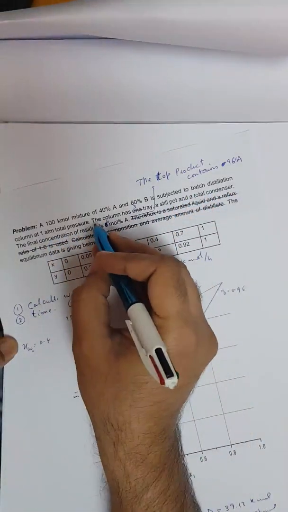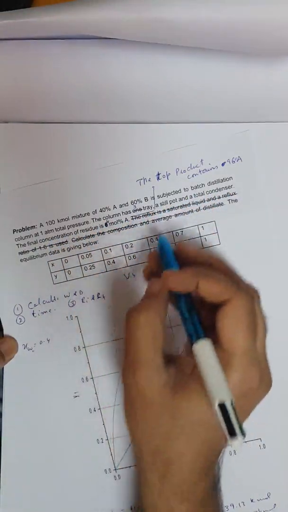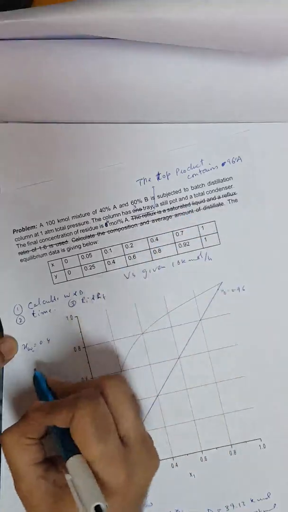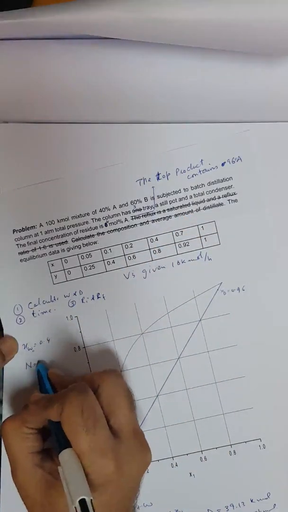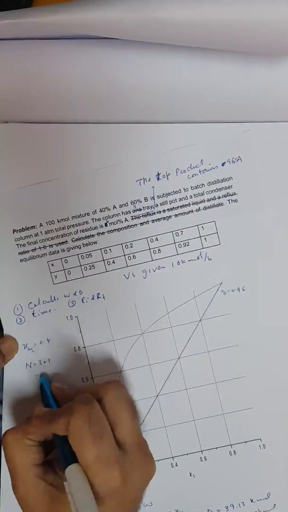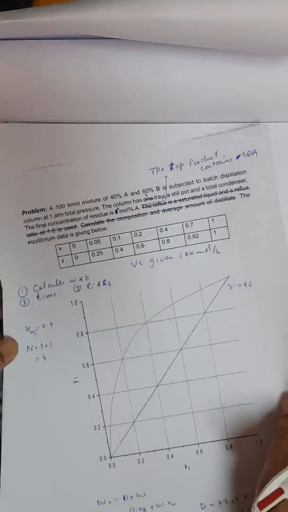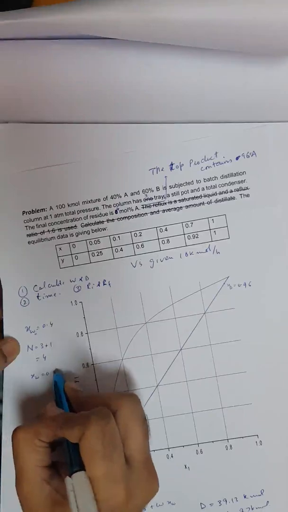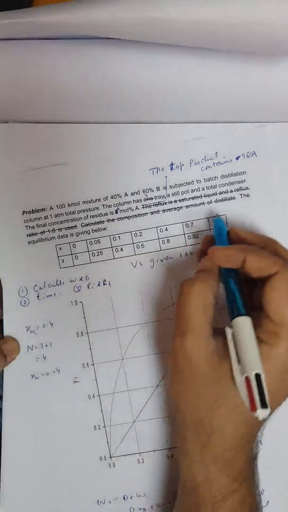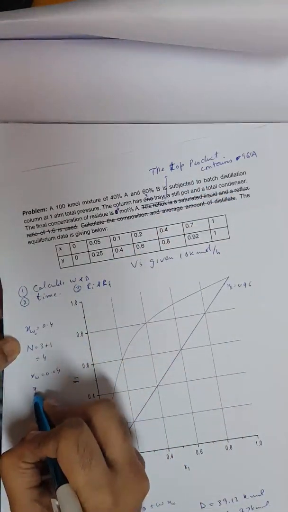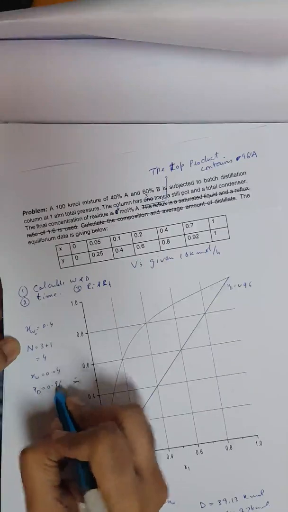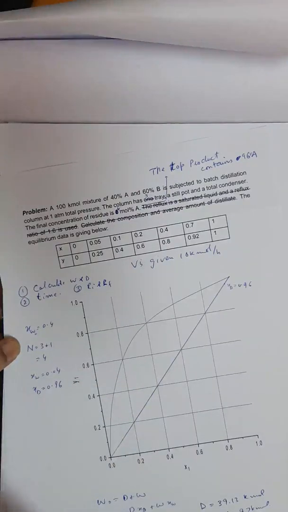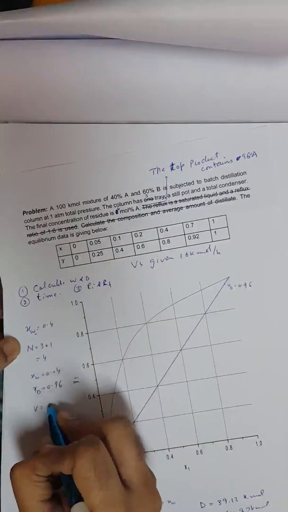Subjected to batch distillation, bound pressure. Column has 3 trays and a still pot. So N is equal to 3 plus 1, 4. Final residue XW is given 0.04. The top product contained XD is given 0.96. The data is given, V is also given 10.